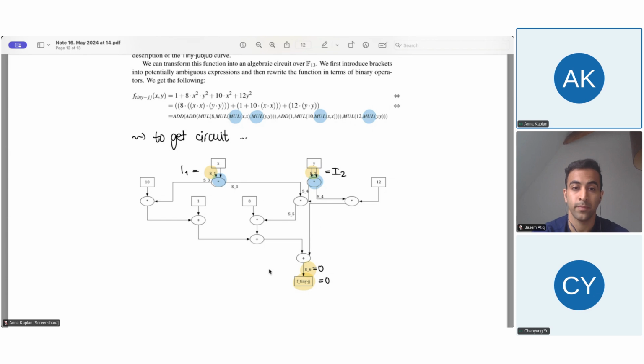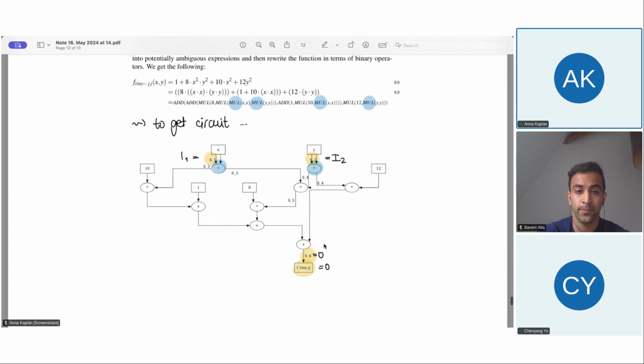I just picked the example 125 because it was mentioned in the exercise. Depending on how you bracket this, you might have a different circuit, because this is not a unique representation.